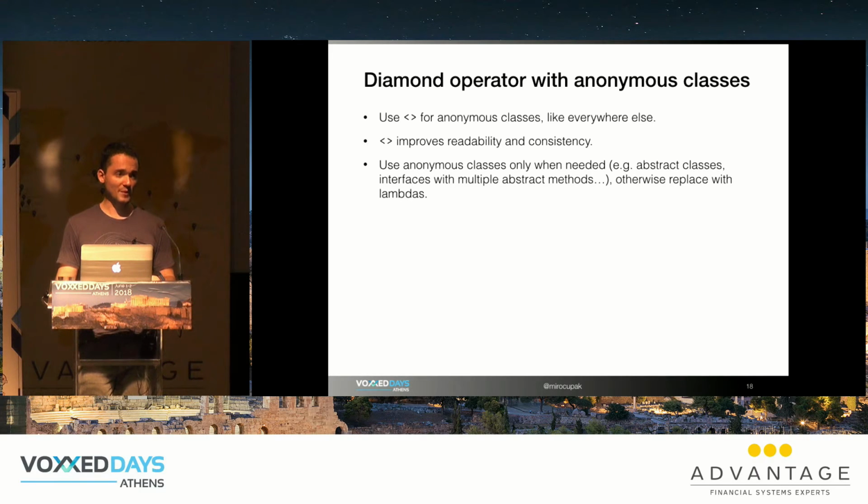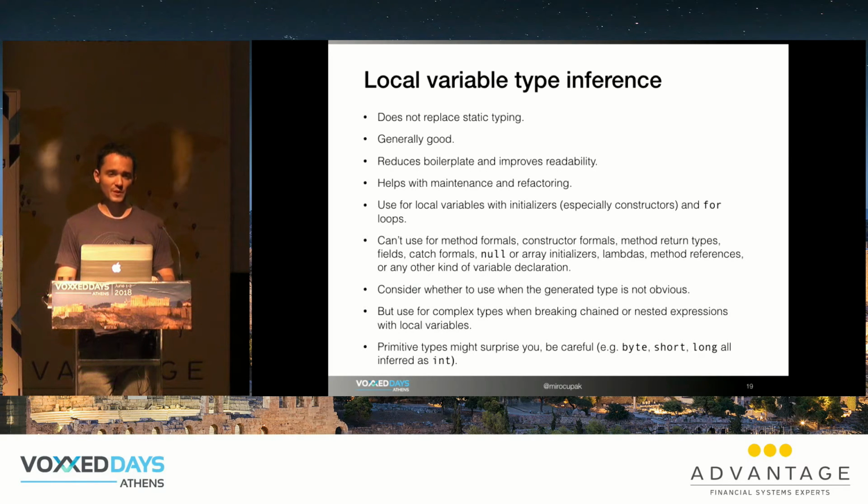Most of the time, you're probably better off using lambdas, but there are still very valid scenarios for using anonymous classes, particularly when you're dealing with abstract classes or interfaces that are not functional, right, that have multiple methods. Local variable type inference does not replace static typing, but it's generally a good thing.